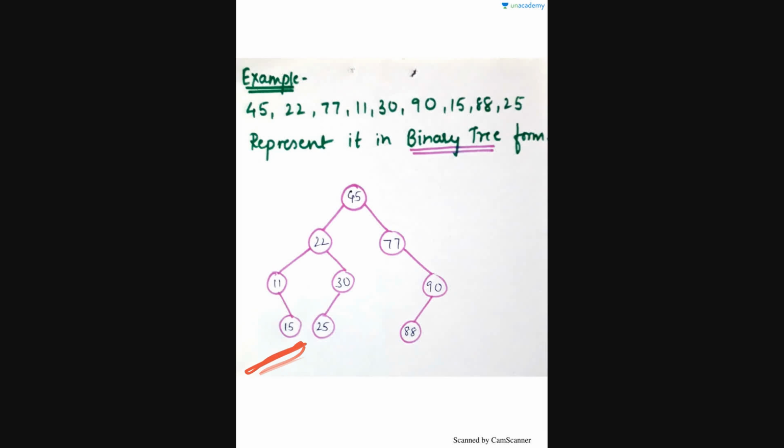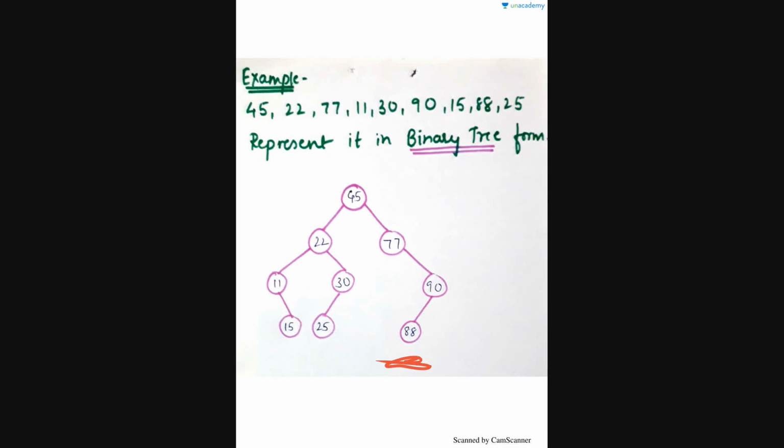Now we'll move to the next element, that is 88. 88 is larger than 45, so it has to be placed on the right hand side. Now here 77 is the root node, and 88 is greater than 77, so it has to be again placed on the right hand side. Now here 90 is the root node. As we know, 88 is smaller than 90, so it has to be placed on the left hand side of 90. So we have placed 88 over here.